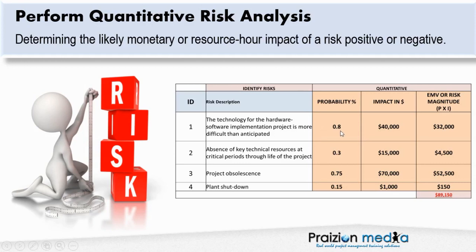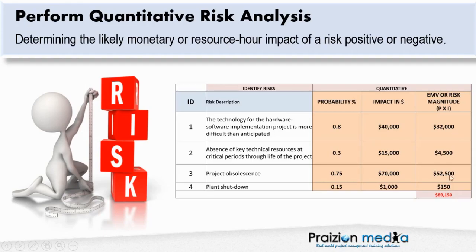As you see from the first risk, we've got a 0.8 times 40,000, and that gives us a 32,000 EMV, or risk magnitude. The main aim in Perform Quantitative Risk Analysis is to find the aggregate effect of all of the risks, not just one in isolation, but all of the risks. Here's a very simple illustration as to how that is achieved.